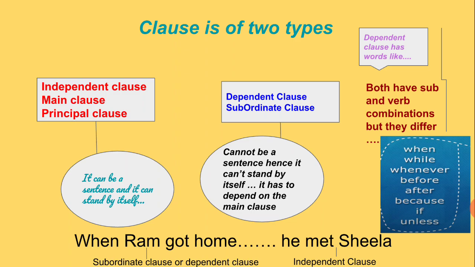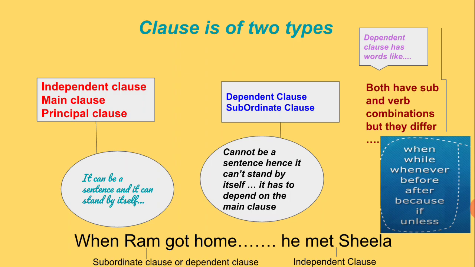Okay, clauses are of two types, don't forget. One is the independent clause, the other one is the dependent clause. Both have a subject and verb combination, but they differ in one thing. An independent clause can stand by itself and give a complete meaning, but a dependent clause cannot stand by itself, though it has some meaning. For the complete meaning, it has to depend on the main clause.